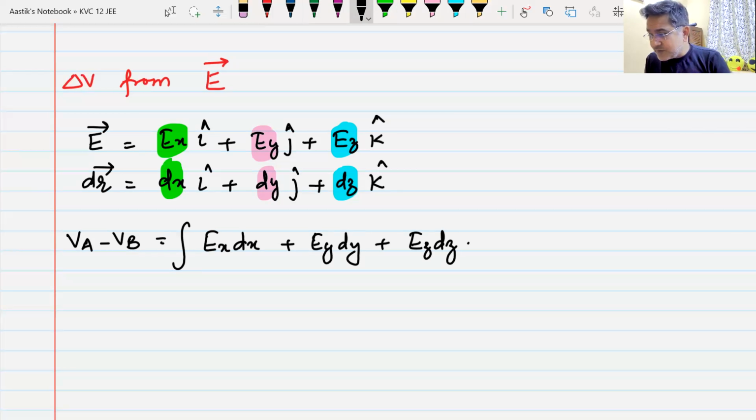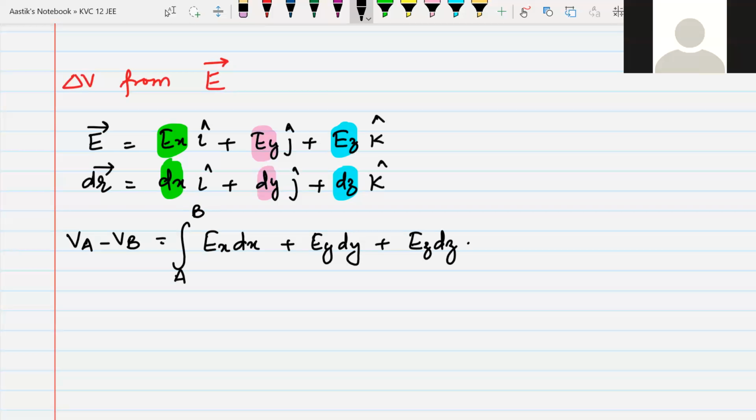So this way you can find the electric potential difference from the electric field. You have to integrate it from the coordinates of point A to the coordinates of point B. We understand this? Have you noted it down? Yes, sir. Then I will give you a question.